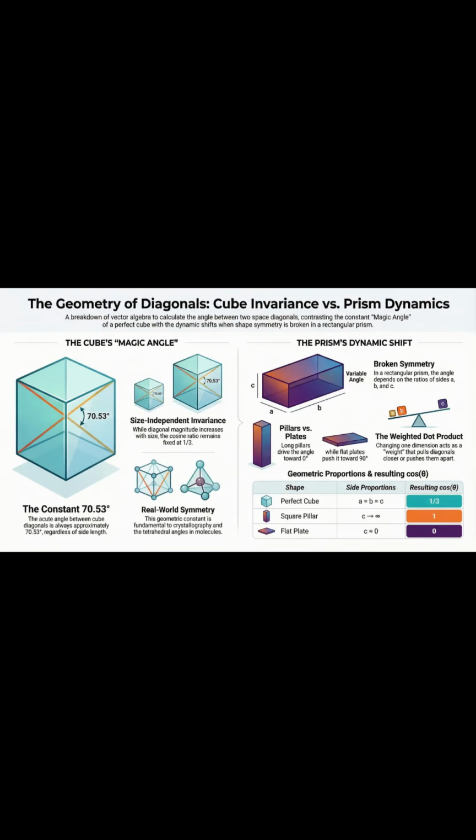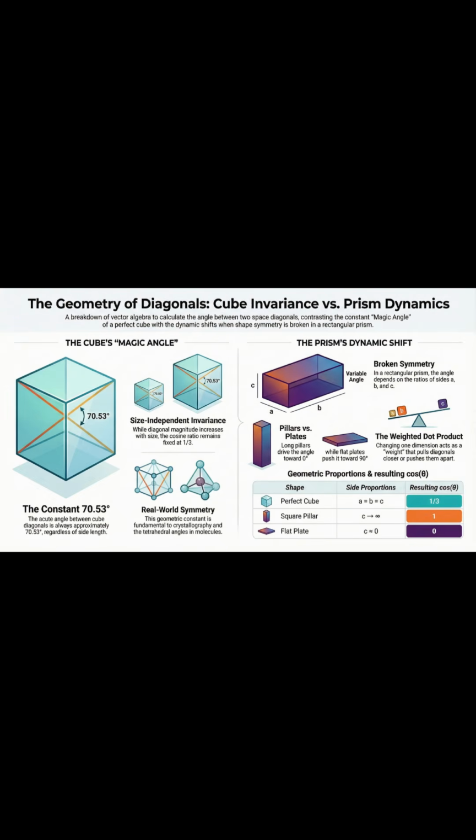The state diagram illustrates the journey from the rigid symmetry of a cube to the fluid proportions of a rectangular prism. Phase 1: the invariant cube. The narrative begins with a study of the perfect cube. This state demonstrates a unique geometric truth. As long as the shape remains a cube, the angle between its diagonals never changes, regardless of how large or small the cube becomes.